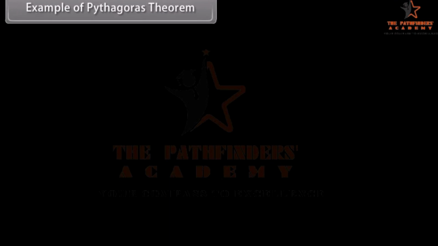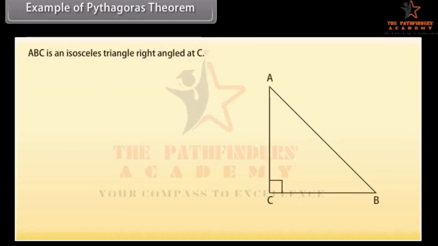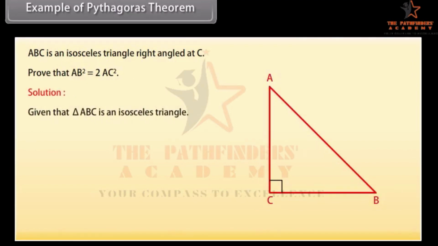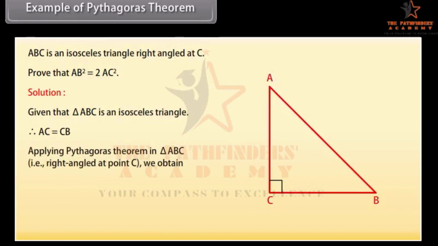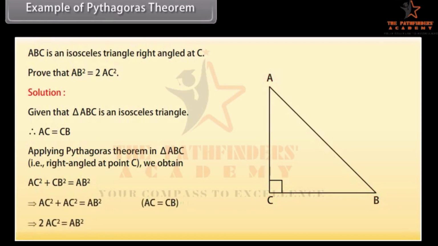Example of Pythagoras theorem. ABC is an isosceles triangle right-angled at C. Prove that AB square is equal to 2AC square. Solution: given that triangle ABC is an isosceles triangle, therefore AC is equal to CB. Applying Pythagoras theorem in triangle ABC, right-angled at point C, we obtain AC square plus CB square equals AB square, which implies 2AC square equals AB square.